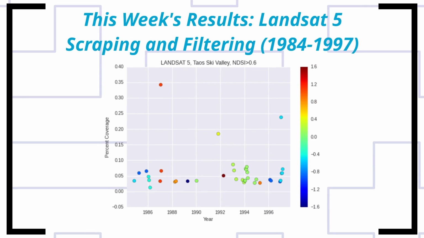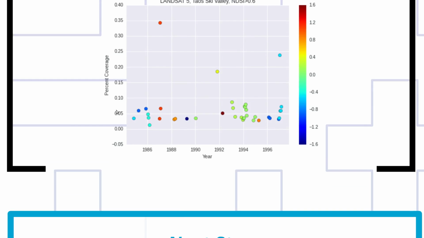So here's an example of some of my results. This is looking at the Taos Ski Valley for the time range 1984 to 1997, and looking at the El Nino conditions measured as ENSO, which is El Nino Southern Oscillation. What you see is that strong El Nino years are in red, and weak El Nino years, or La Nina years, are in blue. I was hoping to see a correlation between the percent snow coverage shown on the y-axis and El Nino, and these results don't quite bear that out. But with only 100 data points, this is not quite telling the entire story.